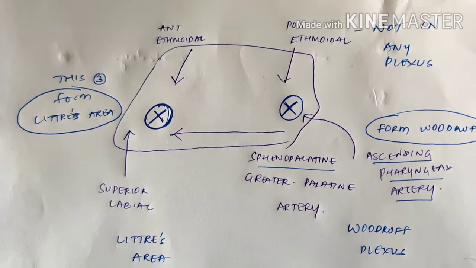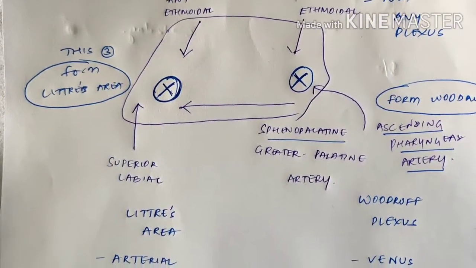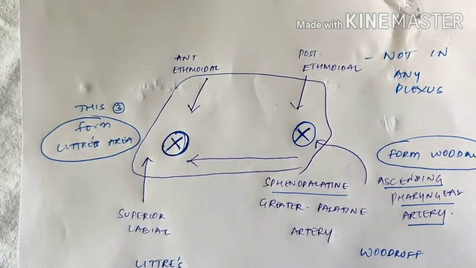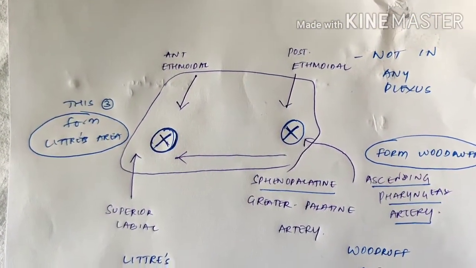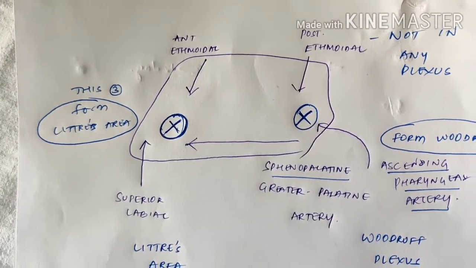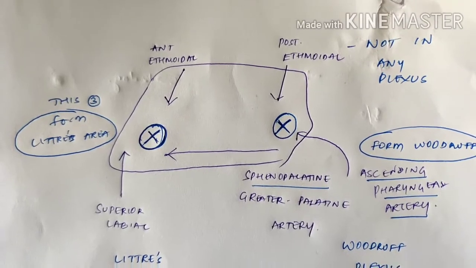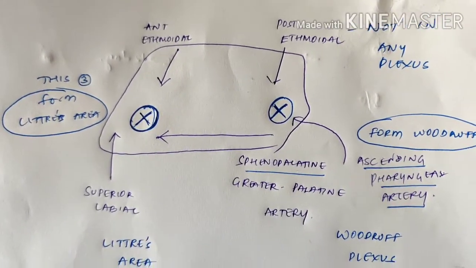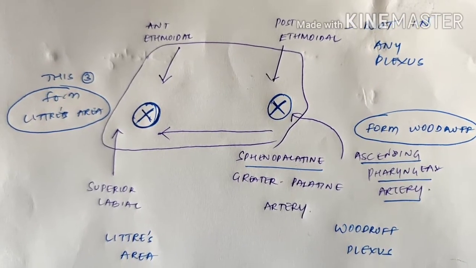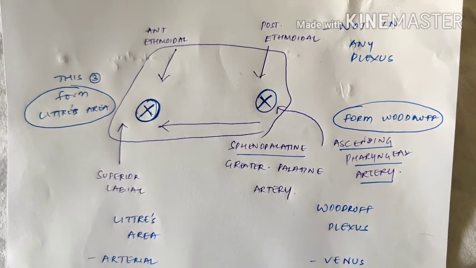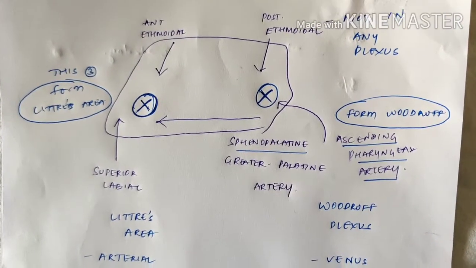Let's see now. You can see there are five major arteries here. One, anterior ethmoidal; two, posterior ethmoidal; three, superior labial; four, sphenopalatine and greater palatine arteries; and the fifth one is the ascending pharyngeal artery, which gives another branch. What you should remember is what arteries make what plexus.